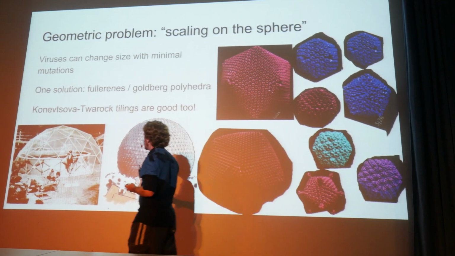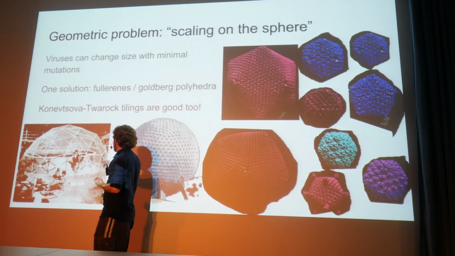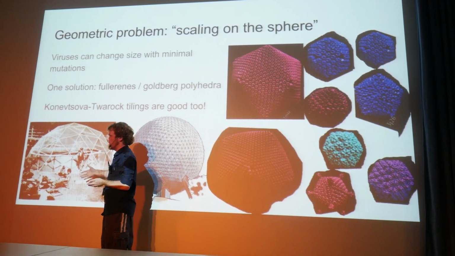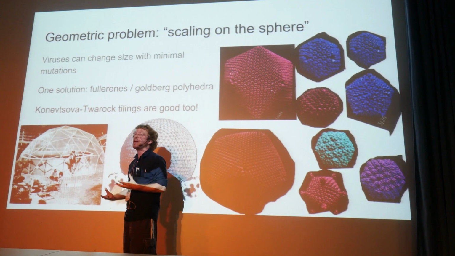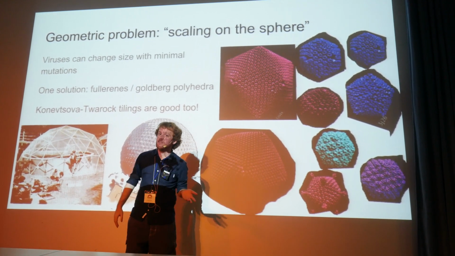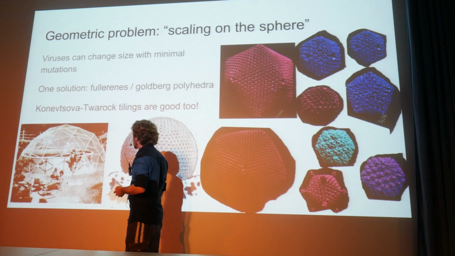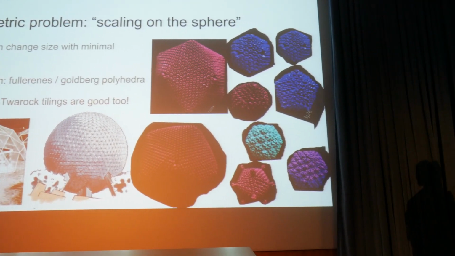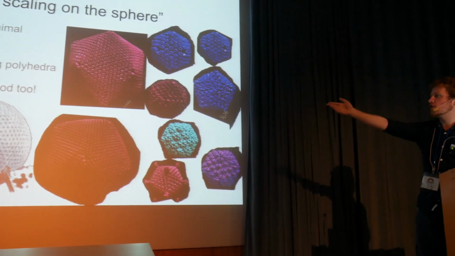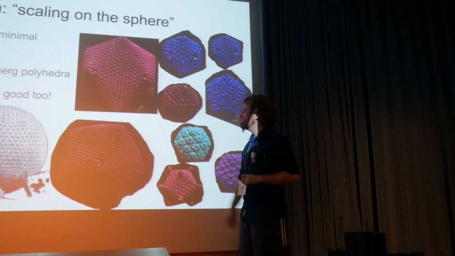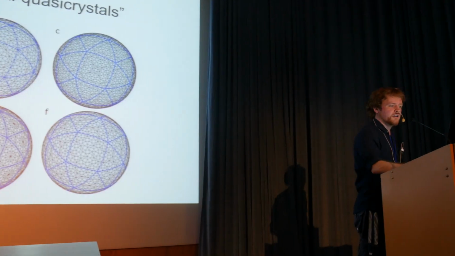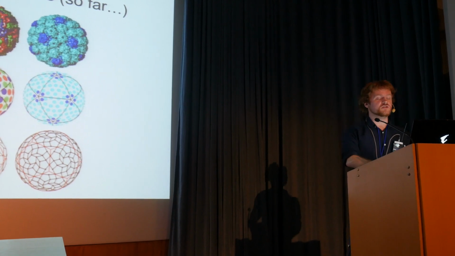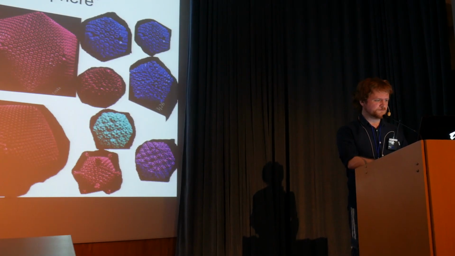And this was something that, it seems to me at least, motivated the design of geodesic domes. These were proposed by Buckminster Fuller, and he was able to say, hey, you can make a geodesic dome of any size you like. All you have to do is take away a few triangles or hexagons, however you prefer to think about it. The Konevitsova Tvarok tilings, which are these things that I'm talking about, are just another solution to that problem.